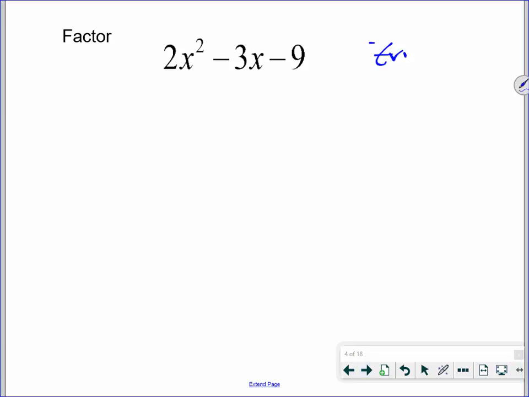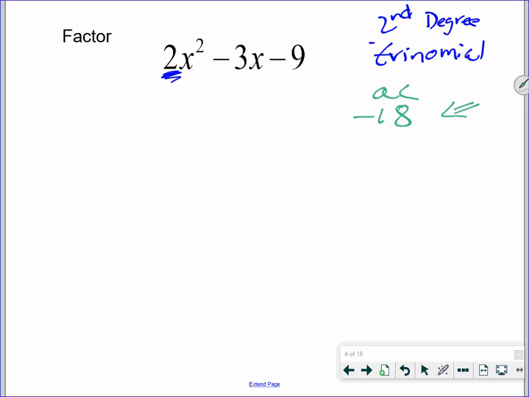Next one, now, getting right into it, 3 terms. So it's a trinomial, and it's a second degree trinomial. And a is not 1. So what I'm going to do is a times c and get negative 18. And I'm going to look for 2 numbers that multiply together to give me negative 18, but add up to negative 3. And we could list out all the pairs, but I'm going to cut to the chase and tell you those 2 numbers are negative 6 and 3. So what we're going to do is split negative 3x into negative 6x plus 3x minus 9.